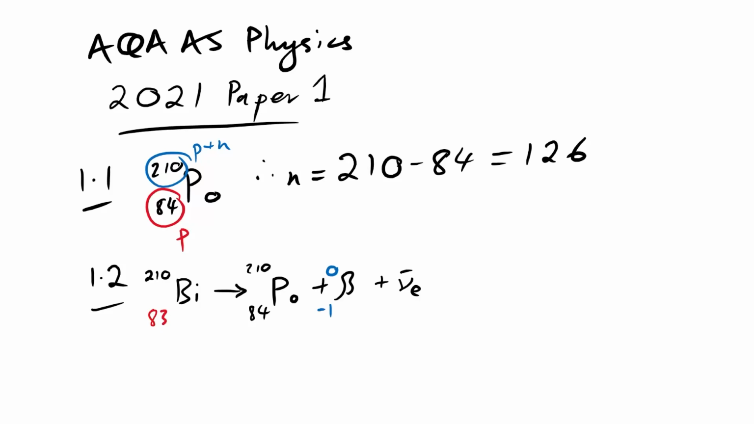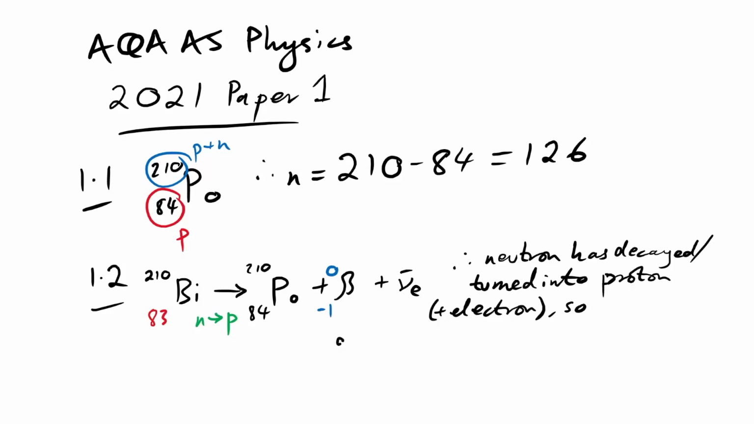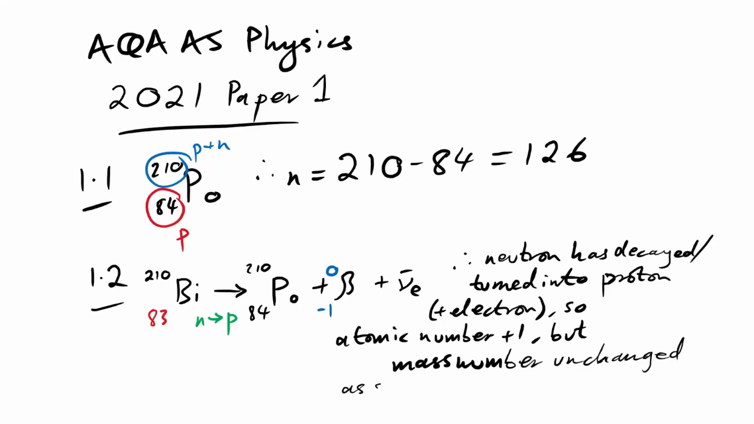What has happened in between? Well, we know that a neutron has turned into a proton, and of course the electron as well, and the anti-electron neutrino, but we don't care about that really. So therefore, we say neutron has turned into proton, we could say decayed, so atomic number goes up by 1, but mass number unchanged, as same number of nucleons.